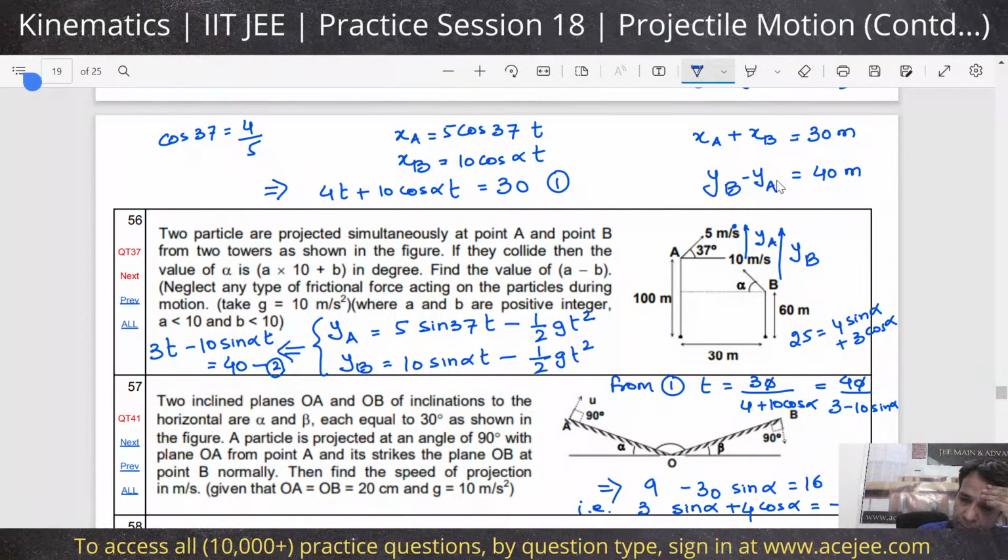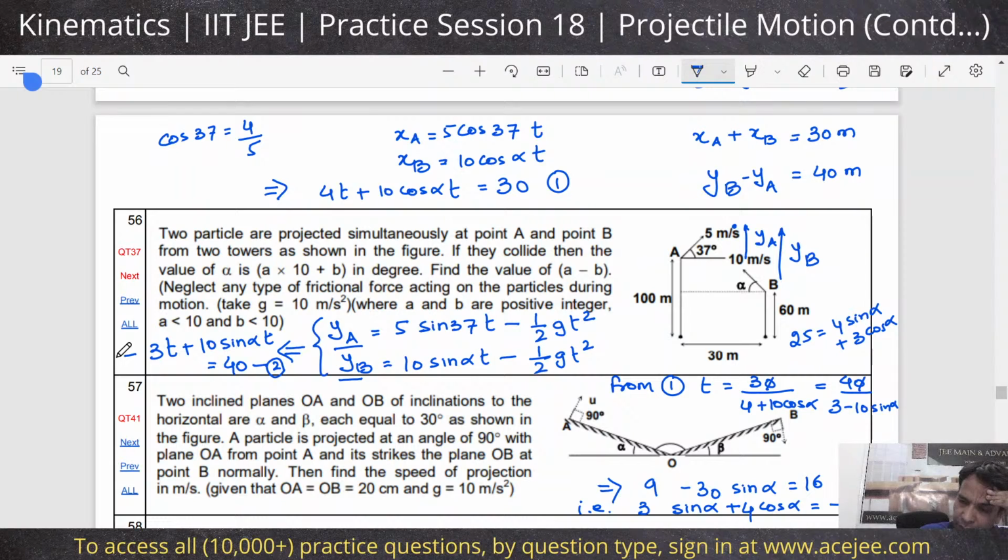So what does that mean? Let me quickly erase it here. So here we will have YA is this, YB is this. If you subtract the two, you will have 10 sine alpha t minus 3t equals 40.